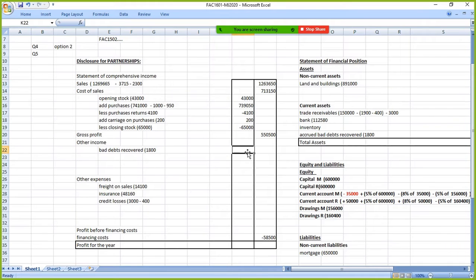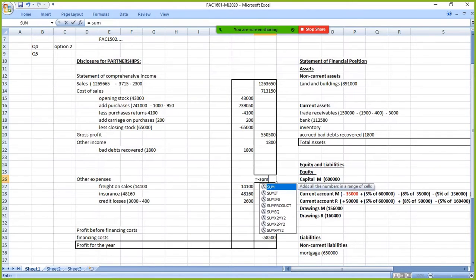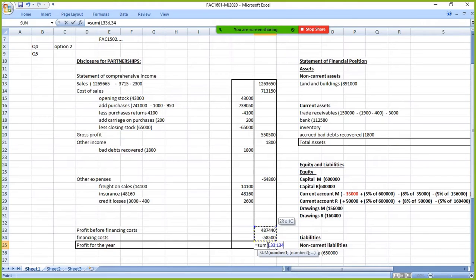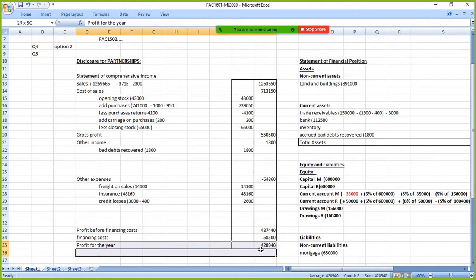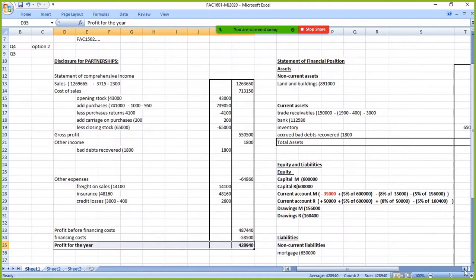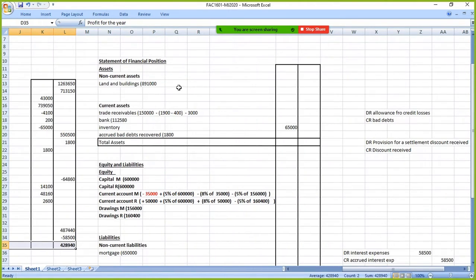Okay, bad debts recovered. Gross profit plus other income minus other expenses gives you that figure, and then obviously minus the financing costs. Okay, and then on this side, land and buildings.